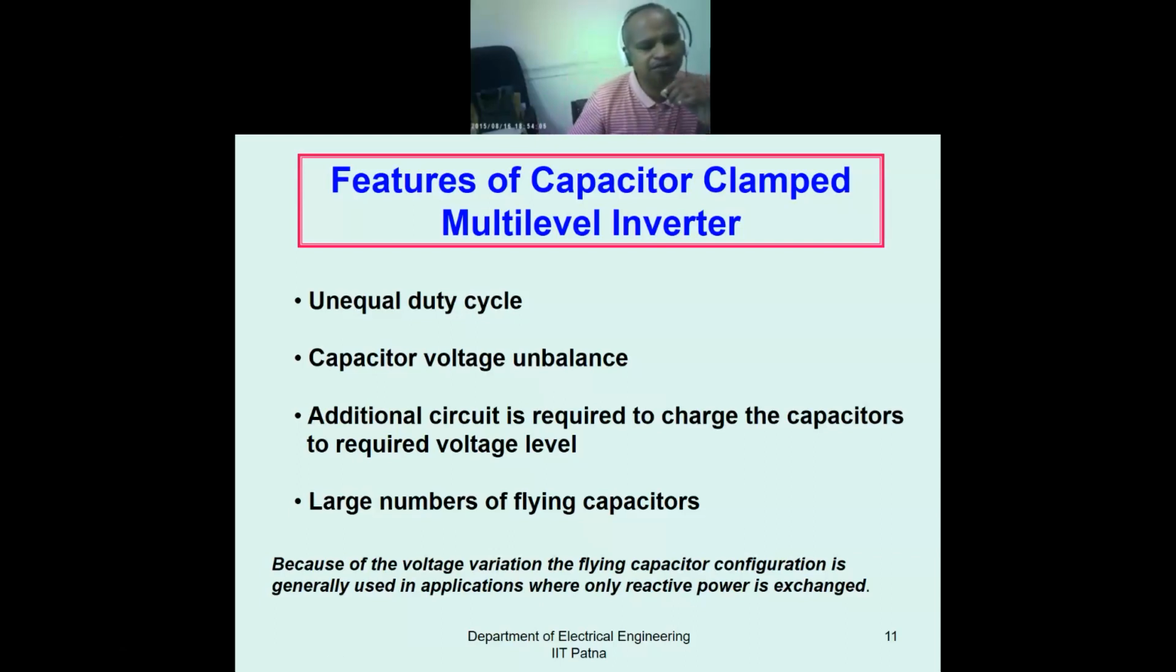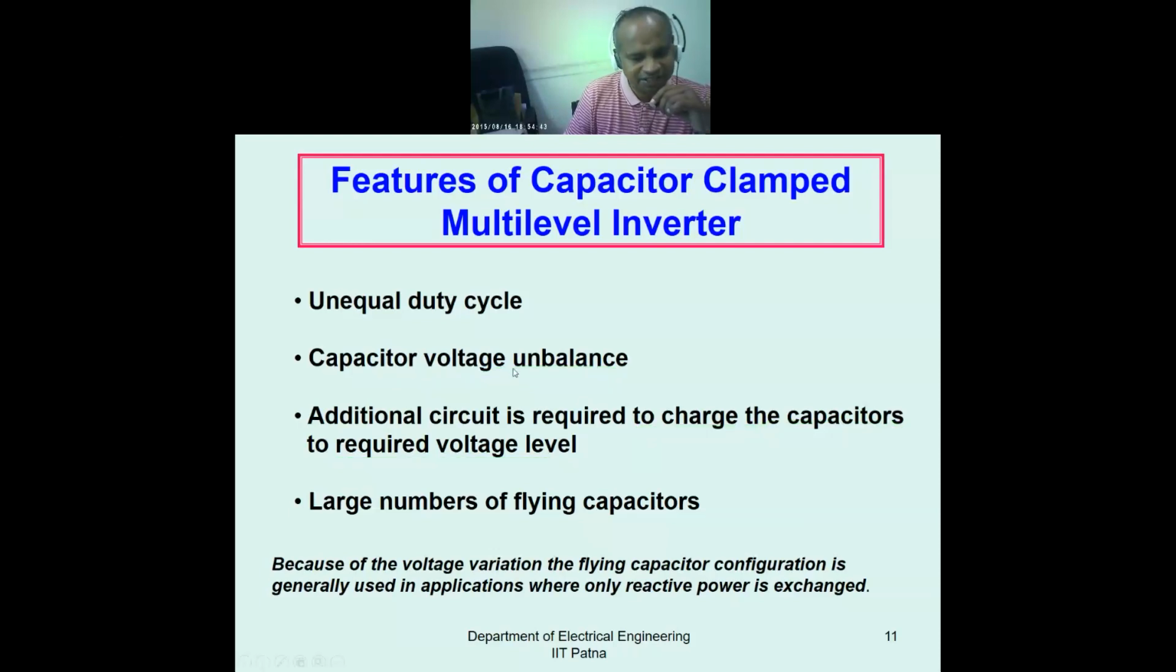And one problem in this capacitor clamp converter is that you are required to charge the capacitor. The initial charge you must charge up to VDC by 2. If you don't charge it, it will draw a large amount of charging current, which may damage your switches. And second one, capacitor voltage unbalance, because you have so many capacitors, there is always a different ESR, equivalent series resistance, so they will charge differently.